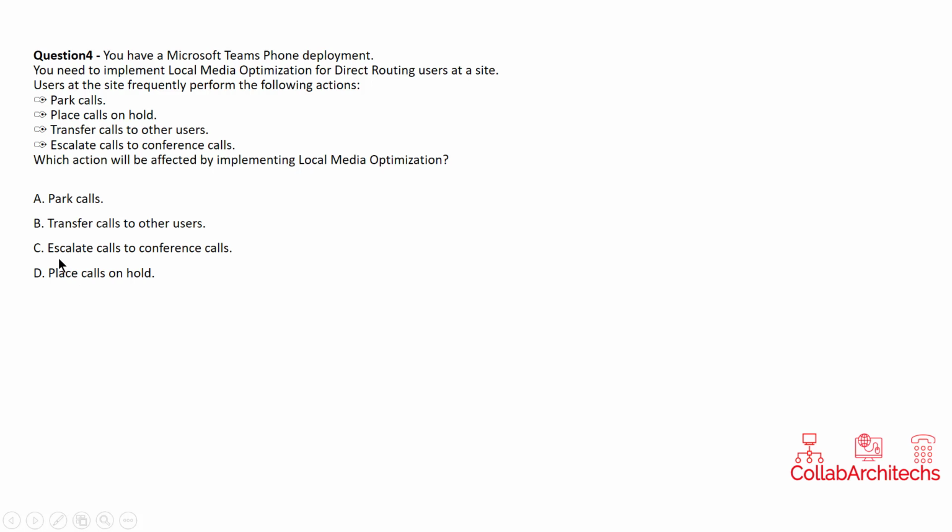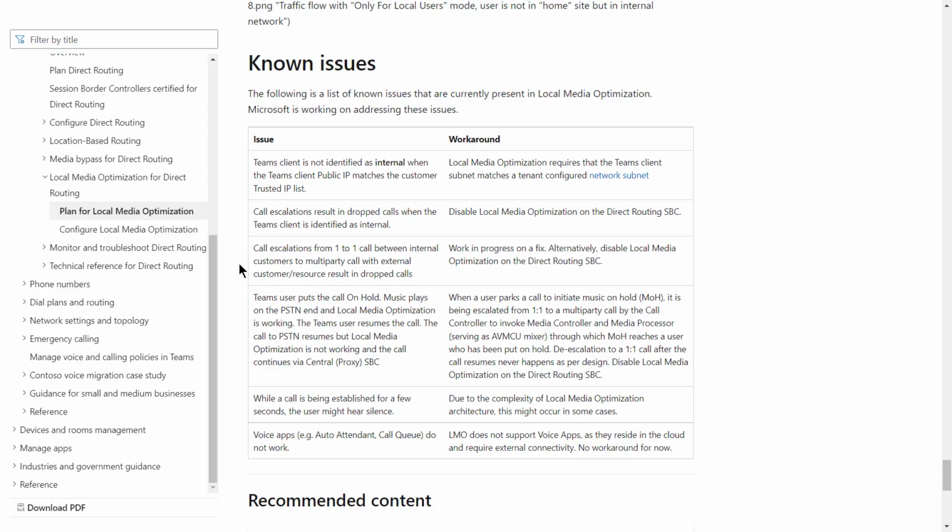The third option is escalate calls to conference calls. Let's see. There is one known issue mentioned for call escalation. What is that? Call escalations from a one-to-one call between an internal customer to a multi-party call with external customer resources result in dropped calls. So it has issues when call escalation is done with a multi-party or conference call. It will result in a dropped call. Okay, so that may be the answer.